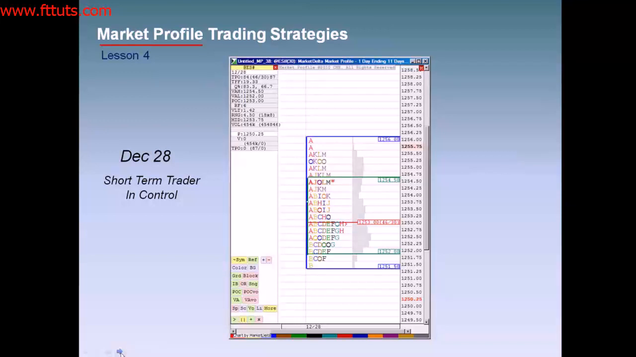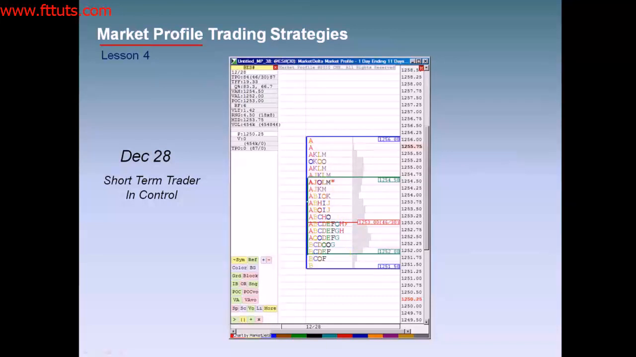And the nice thing is that during all 3 days, the short-term trader was in fact in control of the market. So it will really give us an idea to clearly see how this is established and how this is determined as the market is developing. If you look at the profile before you for December 28th for the ES Mini, after the fact, it's very easy to see that the short-term trader was in control.